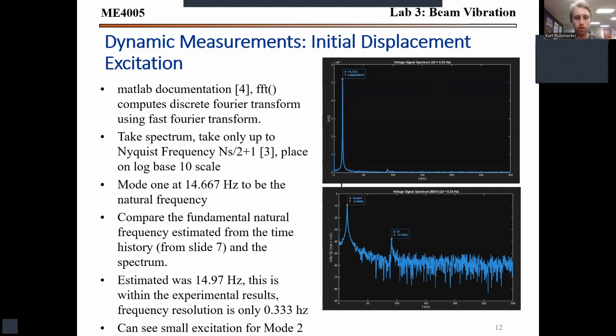You can only go up to the Nyquist frequency, but here you only see up to 300. It came out to 14.667, which is slightly different than the estimated, calculated 14.97. However, this is within one frequency resolution, so it can be within that error, no problem. So you see small excitation from mode 2.